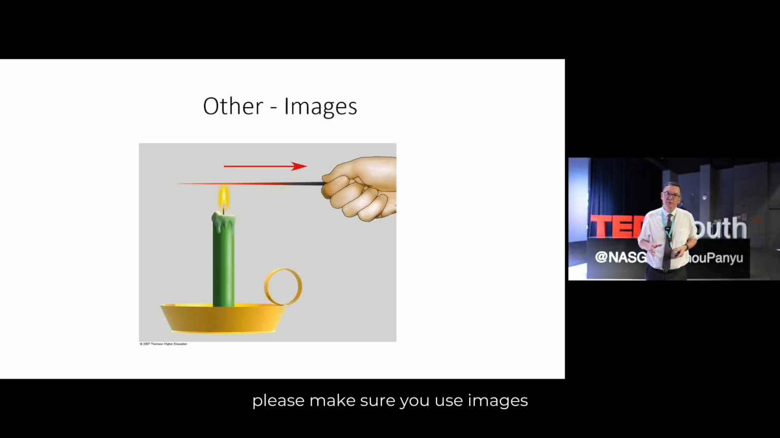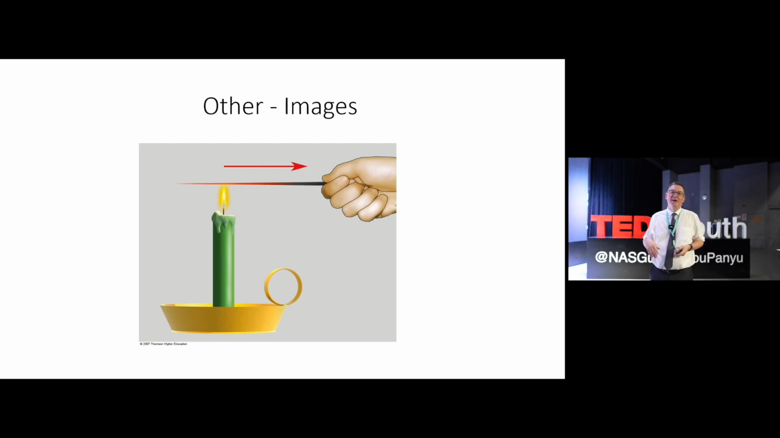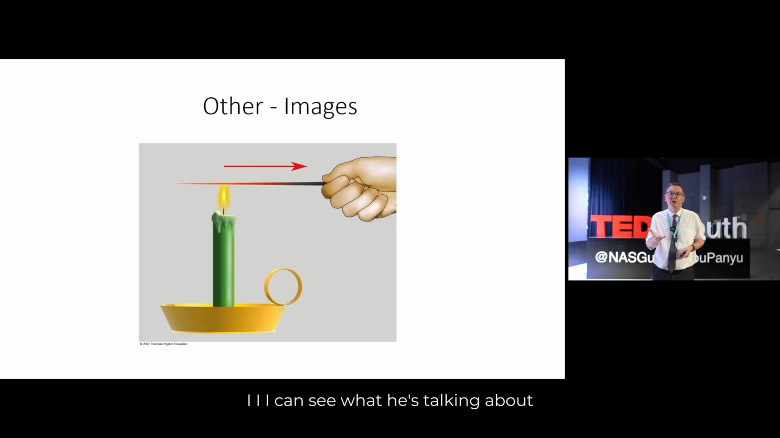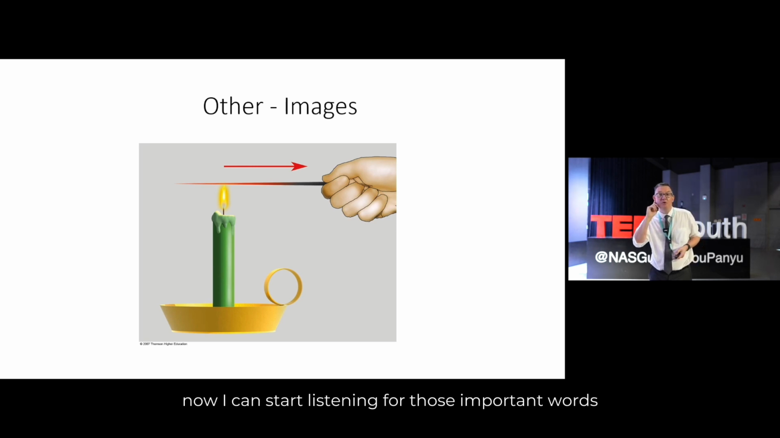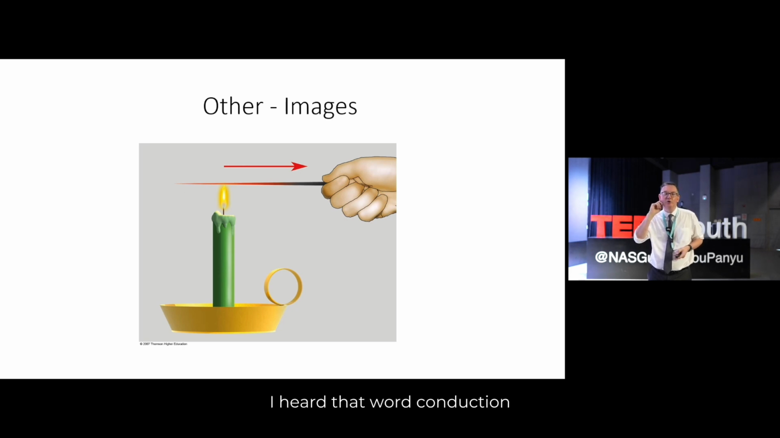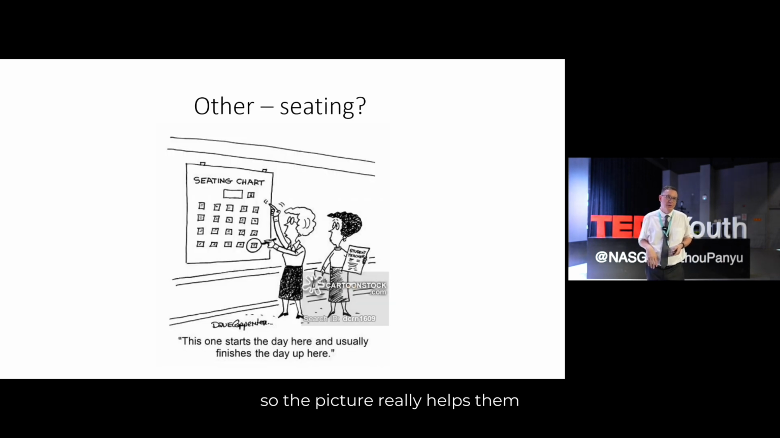Please make sure you use images. So when I'm talking about heat travelling by conduction, if I've got that diagram there for students to see, even students whose English is weak can think, I can see what he's talking about now. I can start listening for those important words. I think, yeah, he's talking about heat travelling through a metal. I heard that word conduction, I heard metal, yeah, I need to remember those words. So the picture really helps them.